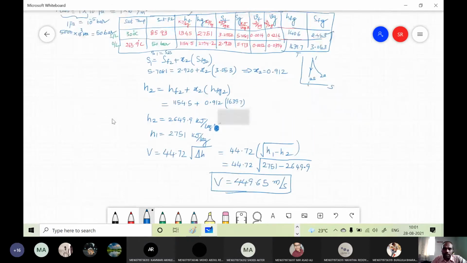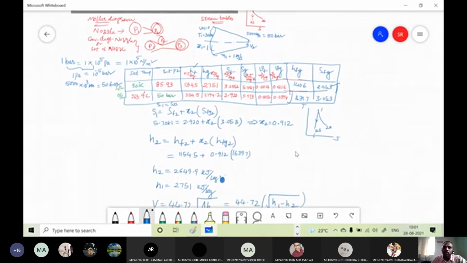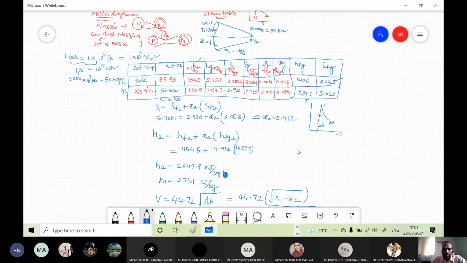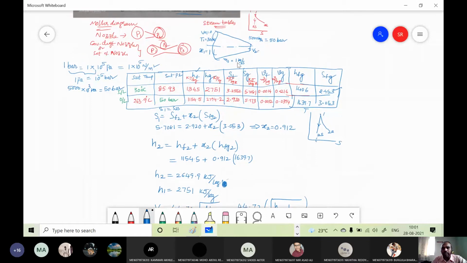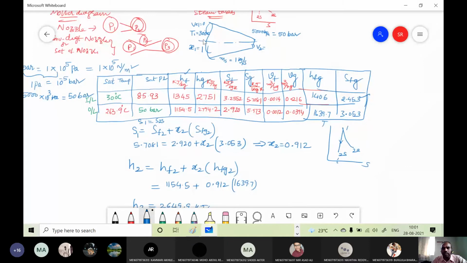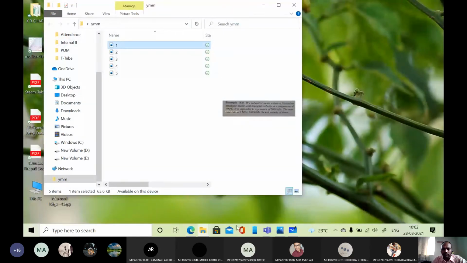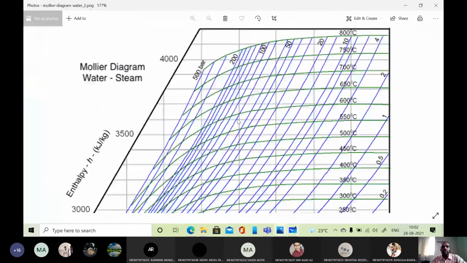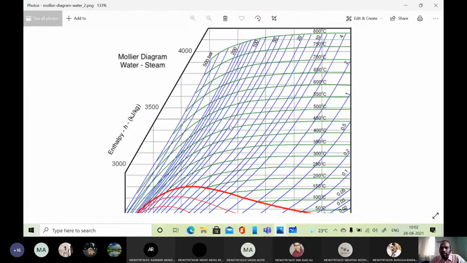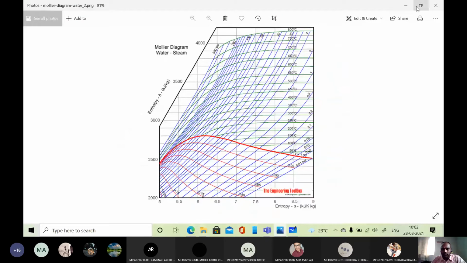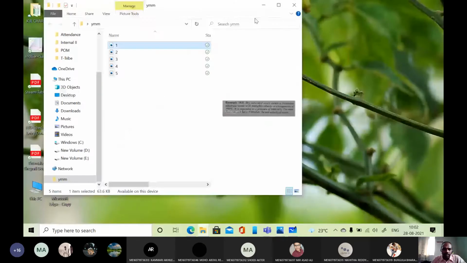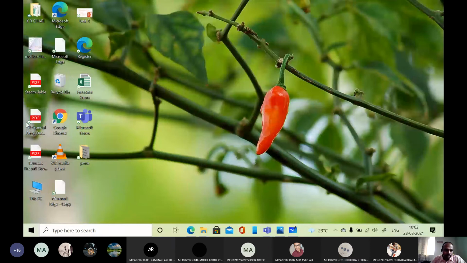Yes. This same problem we can solve by using the Mollier chart also. So we know that the dryness fraction at inlet is 1, and the temperature is 300 degrees centigrade. This steam table is not required. I opened the Mollier chart. Right, this is the Mollier chart. So where is the dry saturation line here?